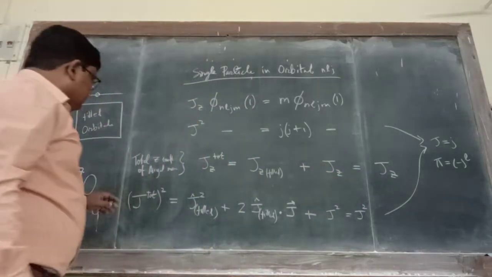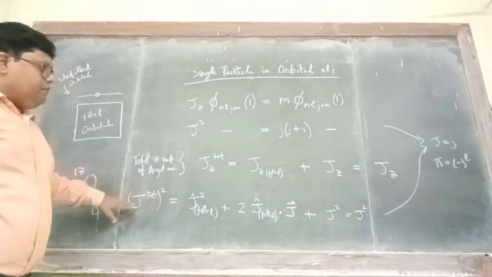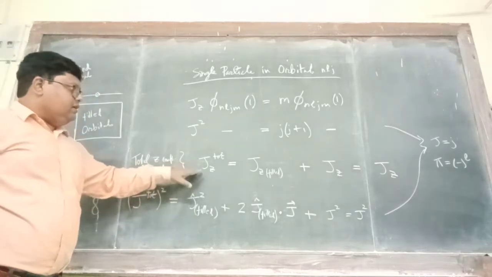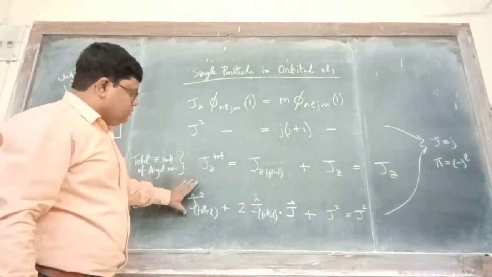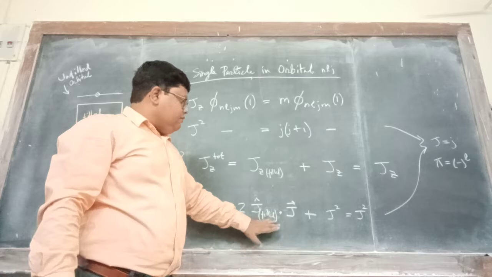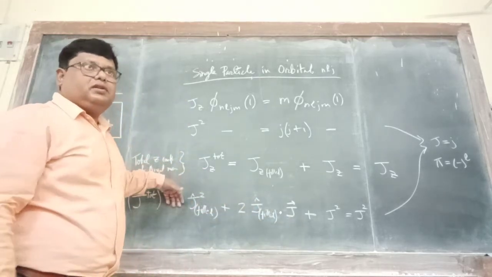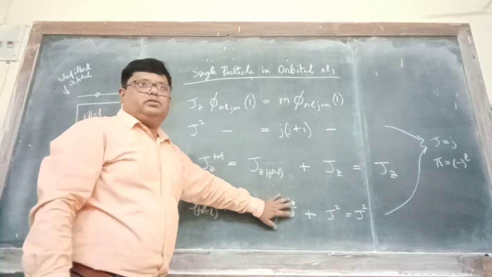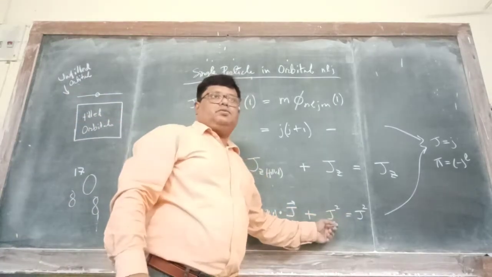Next, what is the value of J total whole square? If I write it like (A plus B) whole square, it is J filled whole square plus 2 J filled dot J plus J square. Now these terms are all 0, so these two terms will be 0, and this will be equal to just J square of this one.